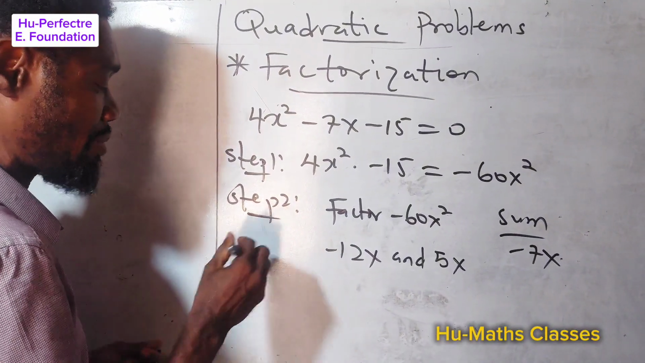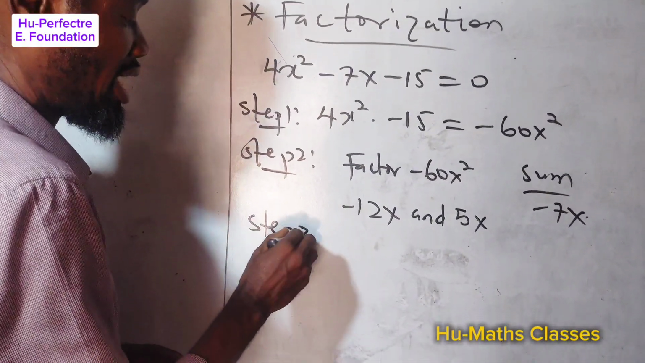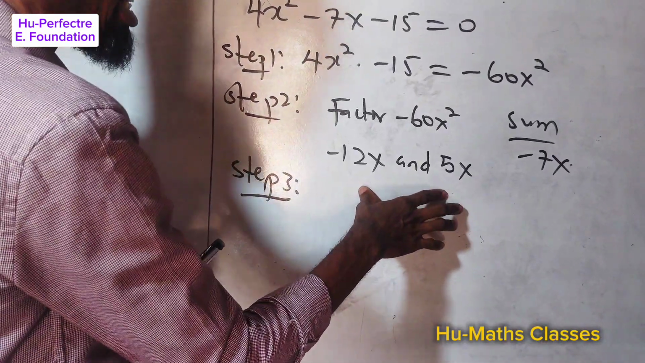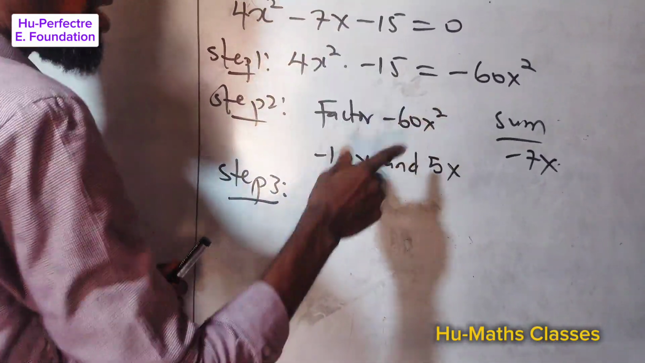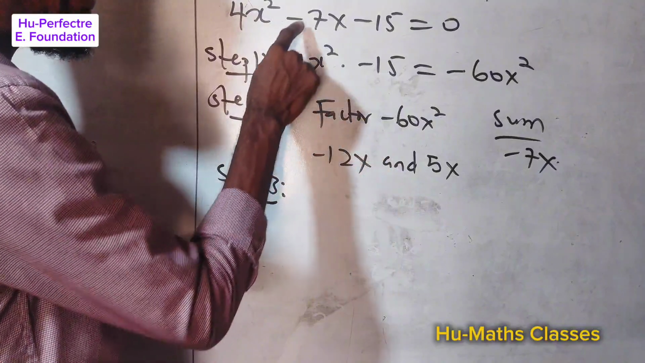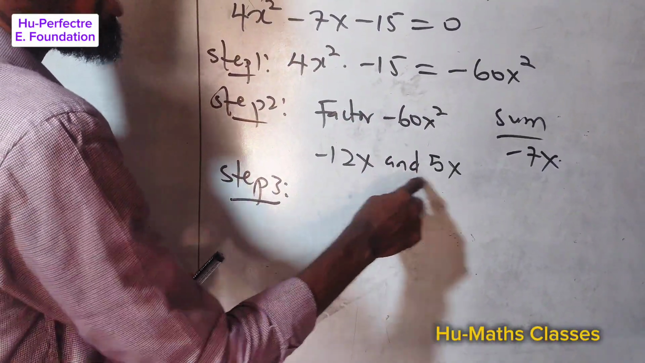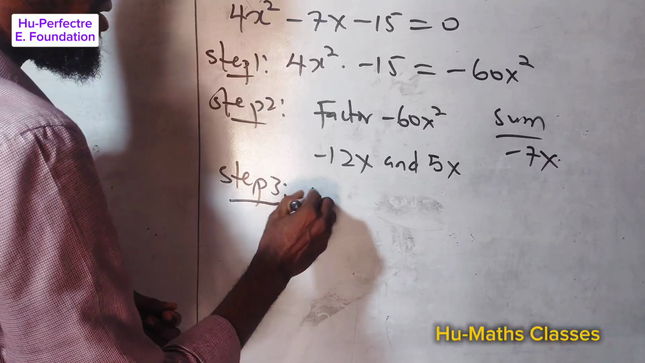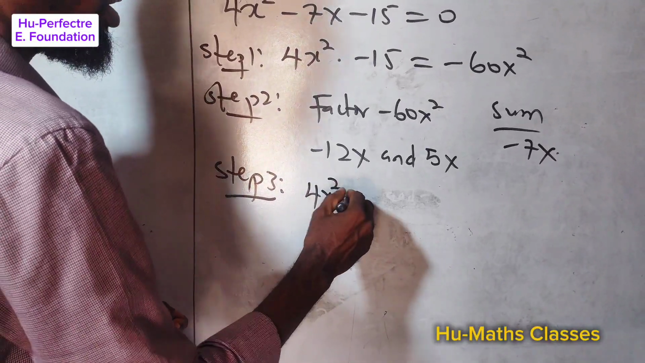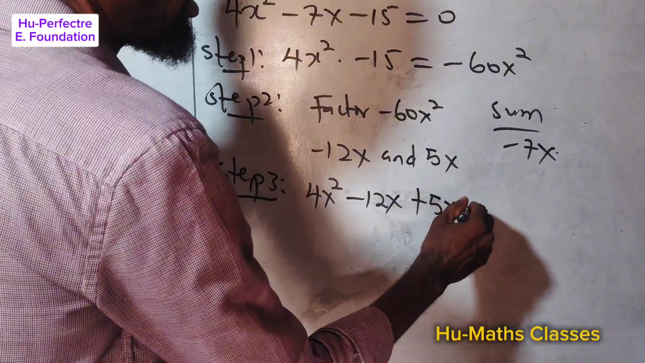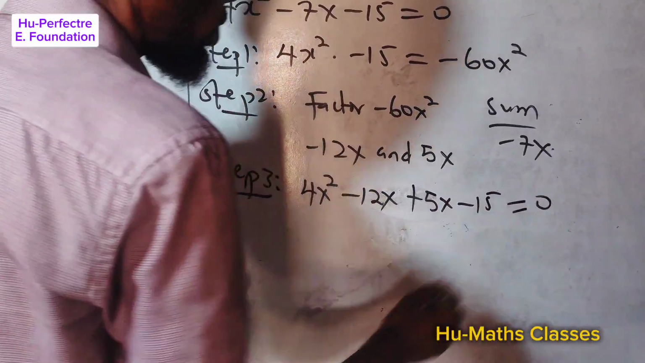Now step 3, replace the second variable with the two factors you have arrived at that gave you the second variable when you added them up. So I'll be replacing minus 7x with minus 12x plus 5x. So I'll have 4x raised to power 2 minus 12x plus 5x minus 15 is equal to 0.